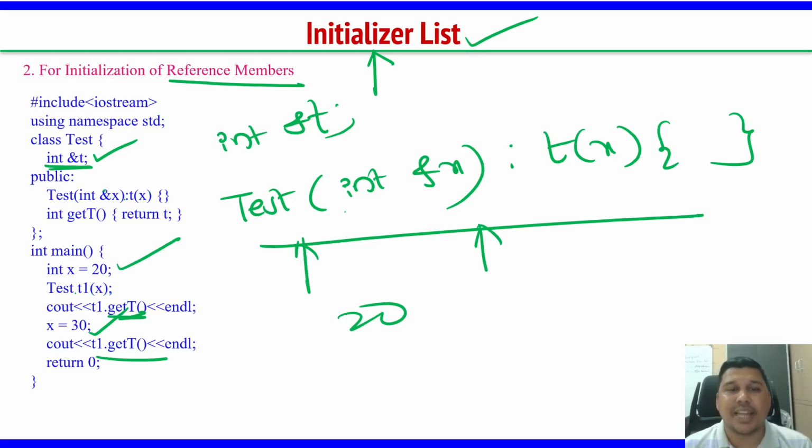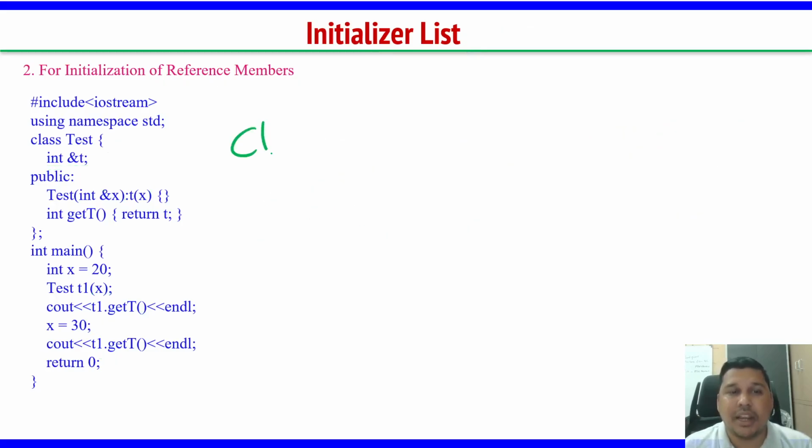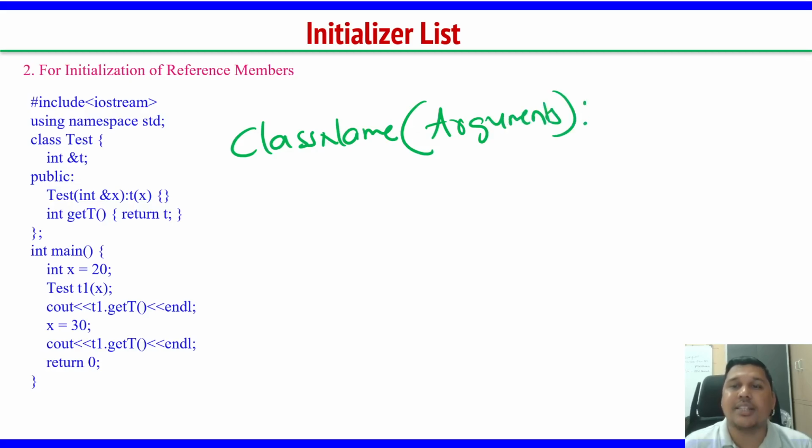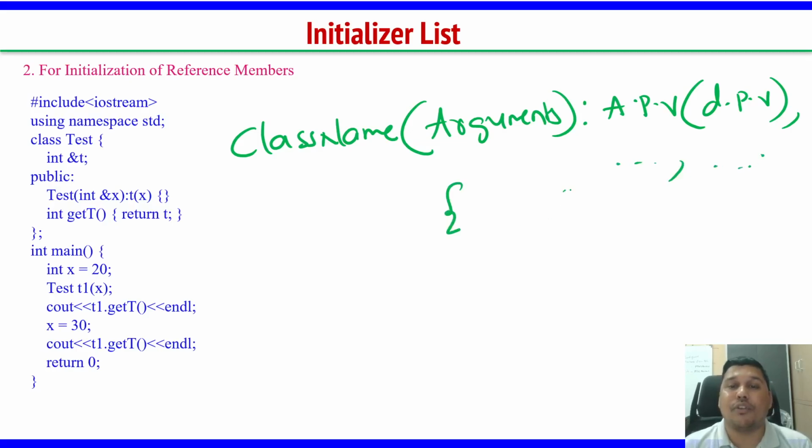Okay. I hope by this time you understood the syntax. It is very simple. You have to write the class name, in brackets the arguments, then the colon symbol, the actual private variable, in brackets the dummy private variable name. Like this you can put comma separated values and then open flower bracket and close flower bracket. This is the syntax of the initializer list.